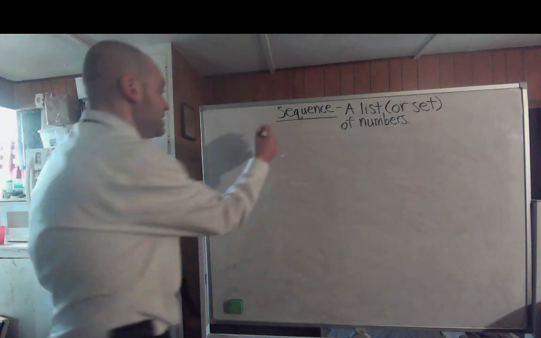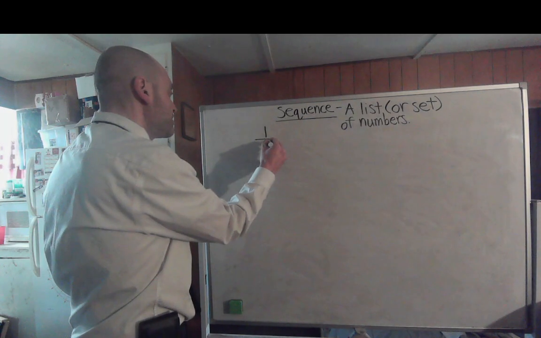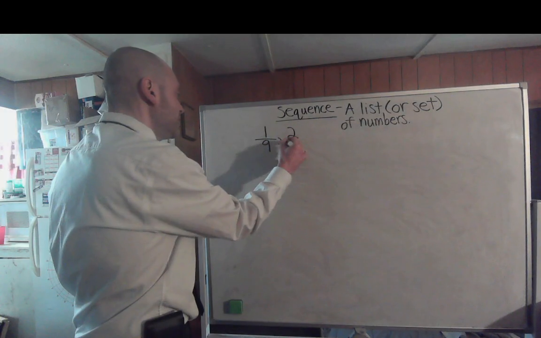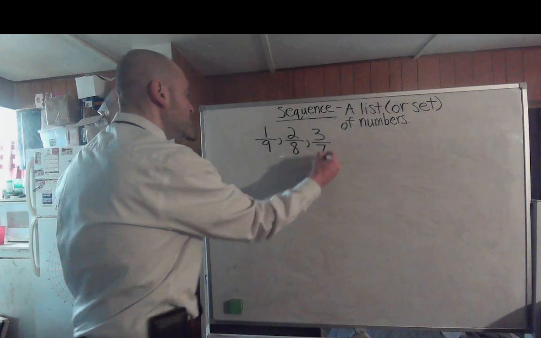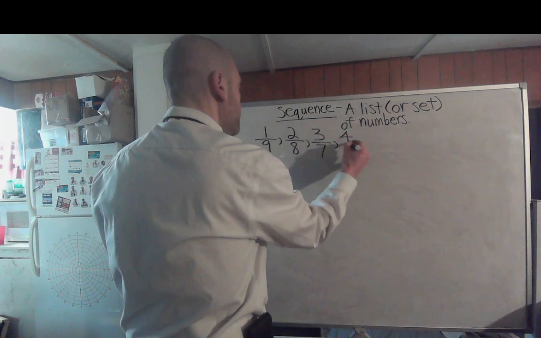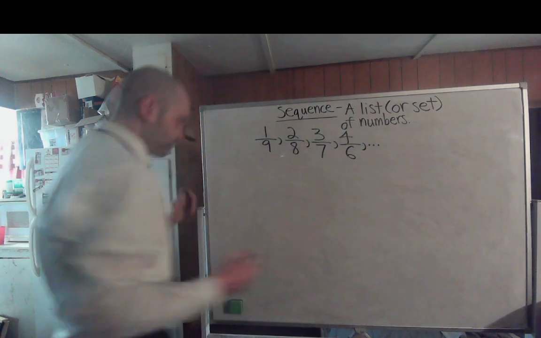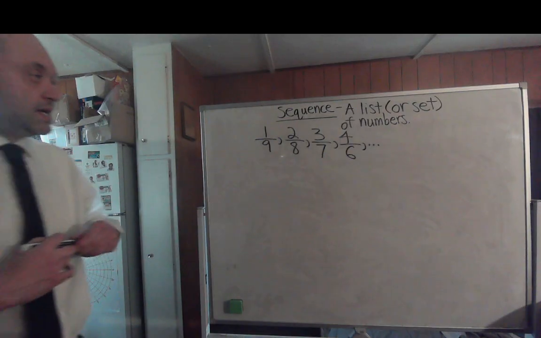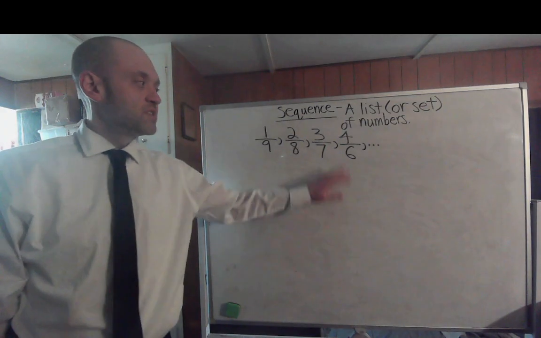Alright, let's see. We have 1/9, 2/8, 3/7, 4/6, and so on. So here's a sequence with 1/9, 2/8, 3/7, 4/6.